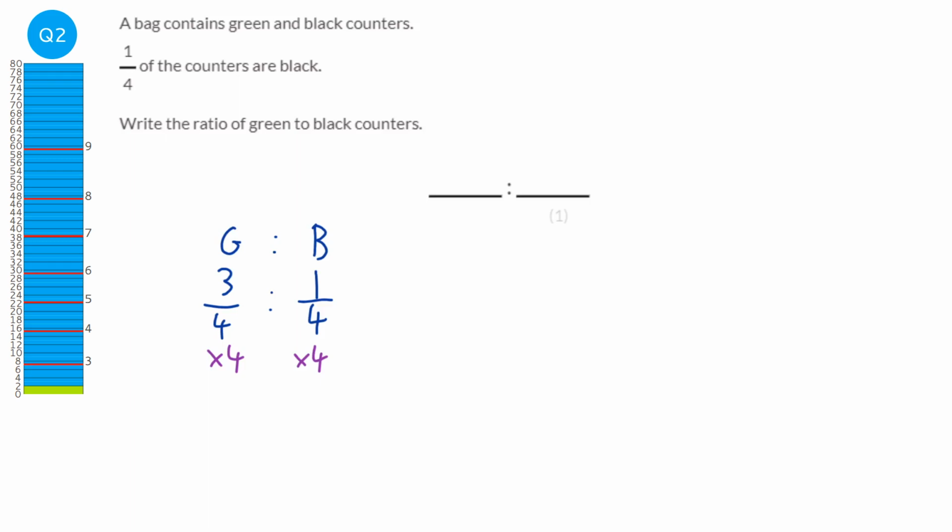So 3 divided by 4 times 4, because over 4 just means divided by 4. So 3 divided by 4 times by 4 just gets rid of the fraction. And 1 divided by 4 times 4 is just going to be 1. Now, this might surprise some people because they will probably think it's a ratio of 4 to 1, but we can show here that it's a ratio of 3 to 1.